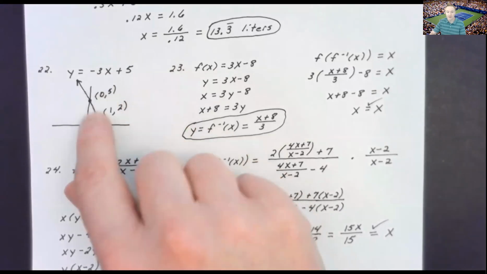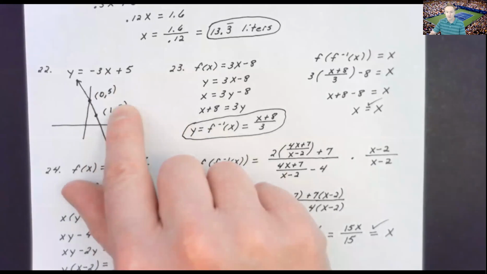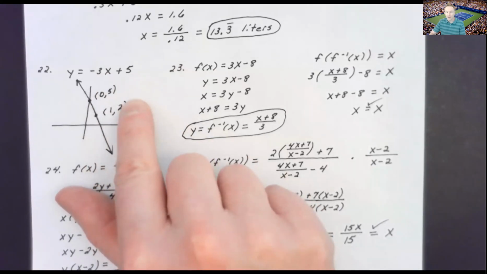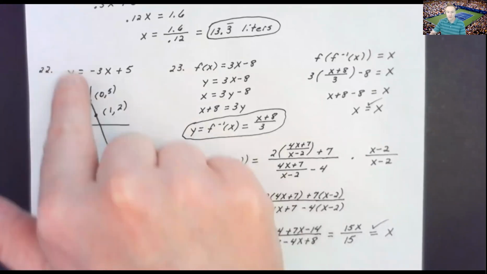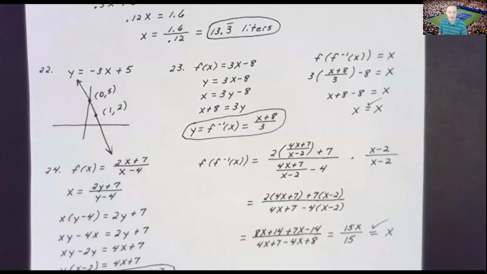That's precisely what I did. Down 3, right 1. So my x value increases 1 as my y value goes down 3. Another point on this line is the ordered pair 1, 2. Connect those 2 points, you have your line. That's all I need to see for the graph of your slope-intercept equation. 23 and 24 are more interesting problems.